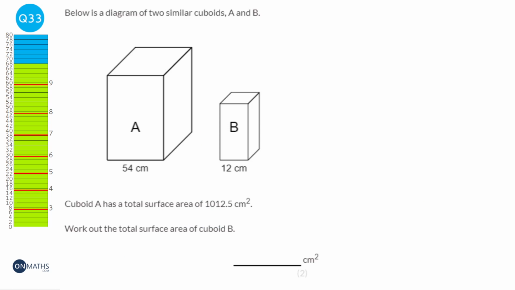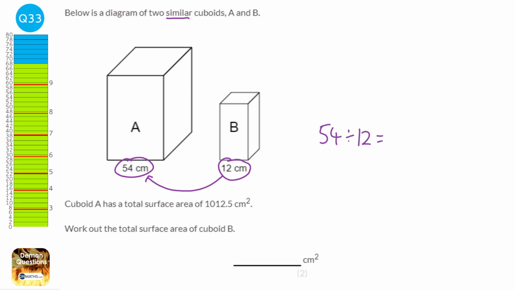So we know that these two cuboids are similar, which means that they have a scale factor. And so we're going to find the linear scale factor. And the linear scale factor is what we times the 12 by to get to the 54. And to do that, we just do 54, so the big one, divided by the little one, to find out what the scale factor is, which is 4.5. So we times it by 4.5 to get from the little one to the big one.